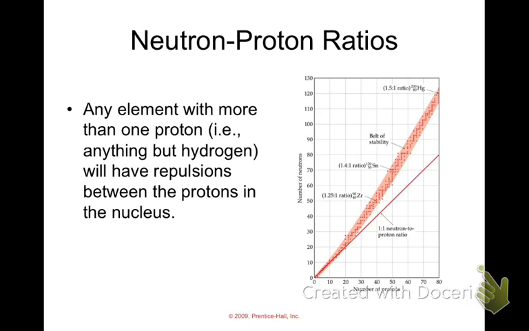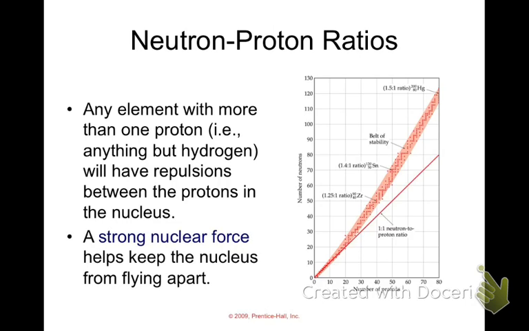Let's take a moment and talk about what is in this nucleus. It's neutrons and protons. And remember, protons are positive, neutrons are neutral. Since every element except hydrogen has more than one proton, those protons are repulsed by each other. So you've got some repulsive forces in the nucleus.